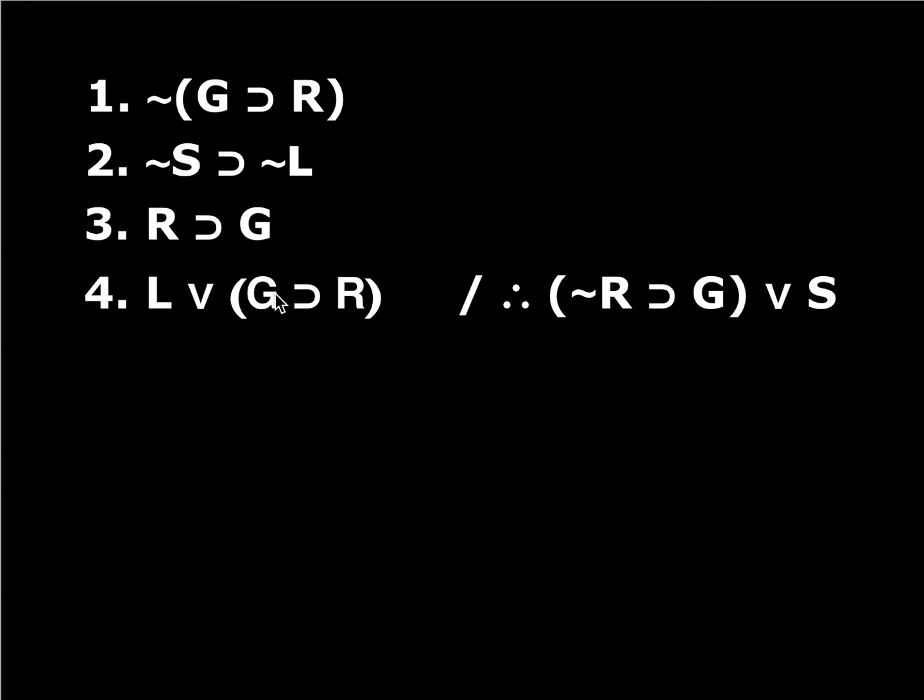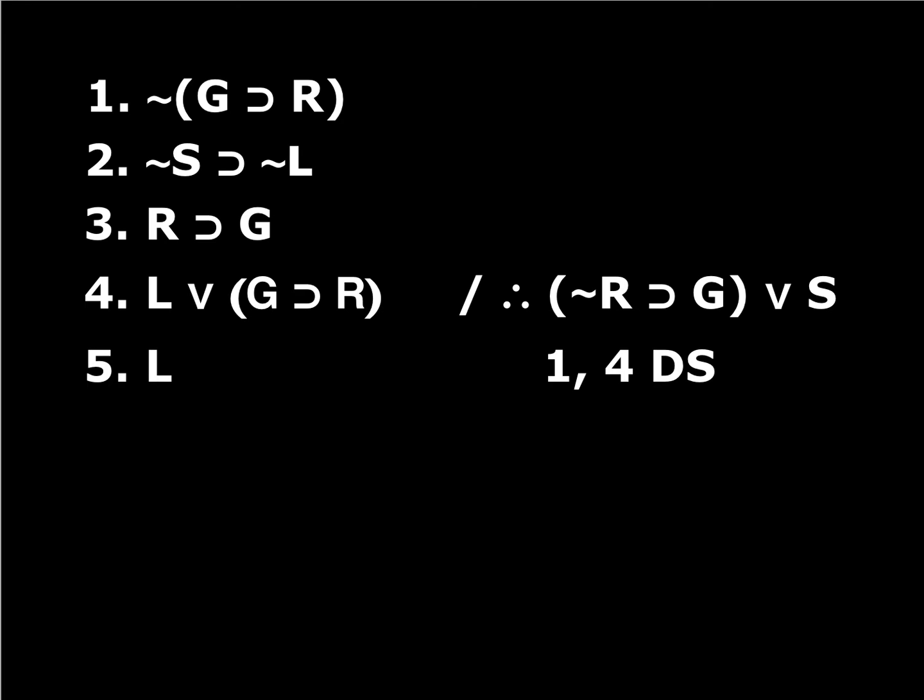What else? What else is a possibility? Disjunctive syllogism. Well, we have a disjunction. Do we have the negation of either disjunct? Do we have not L anywhere? No. I mean, not L shows up here, but it's not on a line by itself. So do we have not if G then R? Yes, we do. So we can do disjunctive syllogism on 1 and 4 to get L. We have a disjunction. We have the negation of the second disjunct, so we can derive the first disjunct.